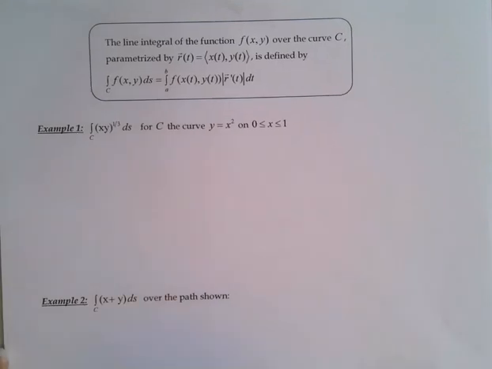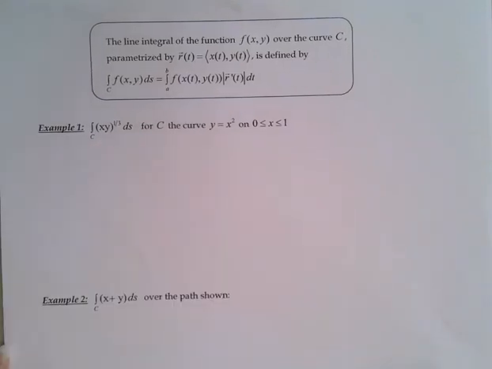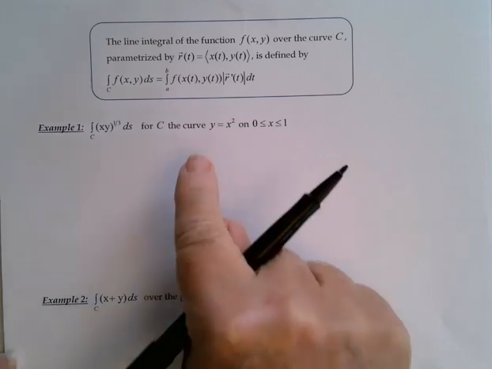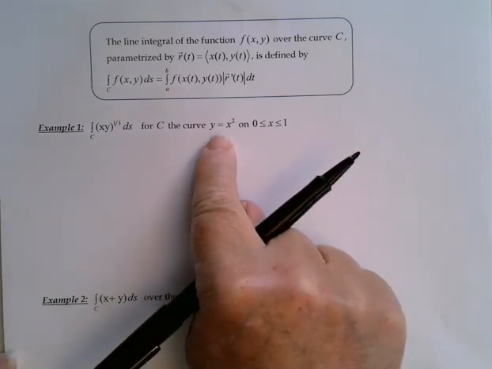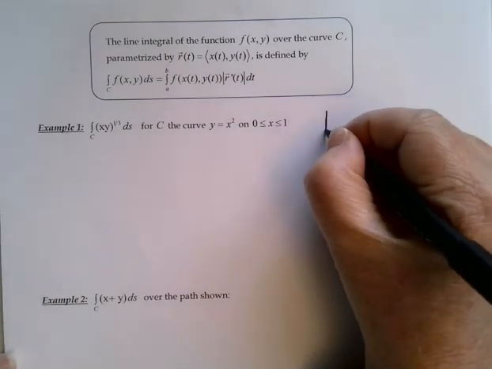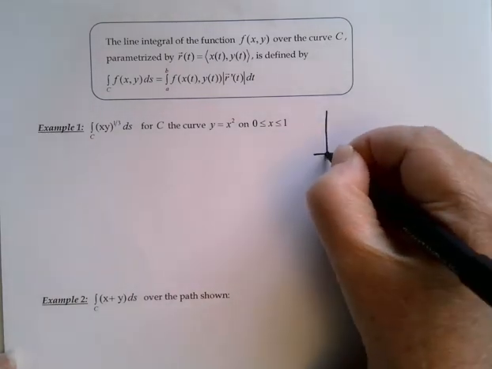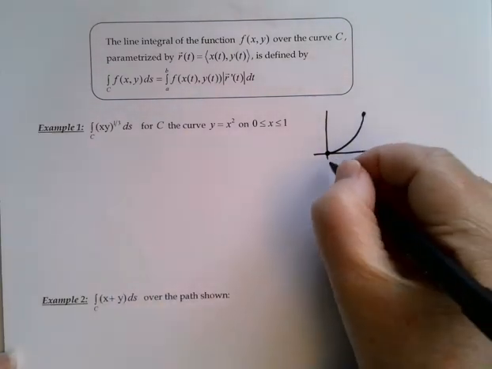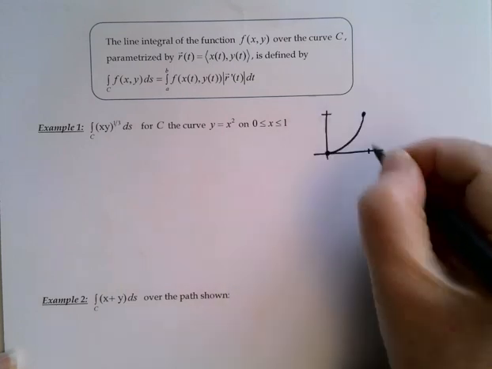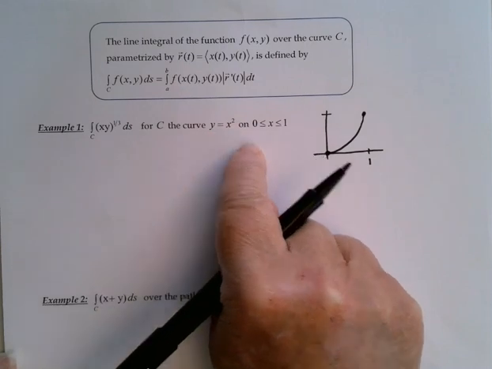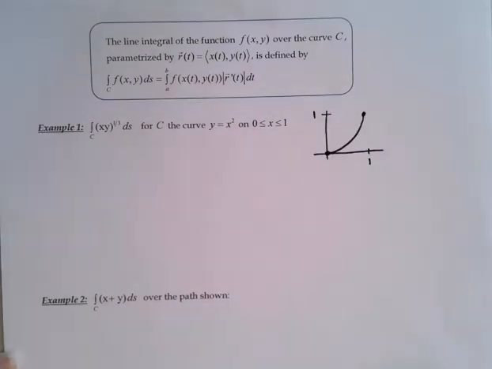So, in our first problem, we're asked to integrate the function x y to the 1/3 power, ds. So there we have it, a scalar line integral, where C is the curve y equals x squared for x going from 0 to 1. So we're actually integrating that piece of a parabola, y equals x squared, from x equals 0 to x equals 1, which would mean that y would also be 0 squared or 0, and 1 squared is 1.